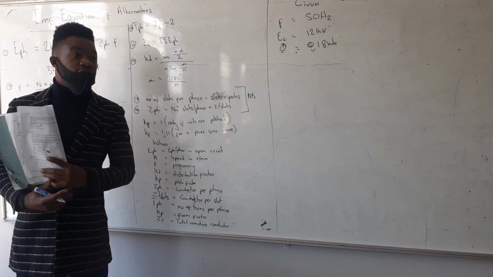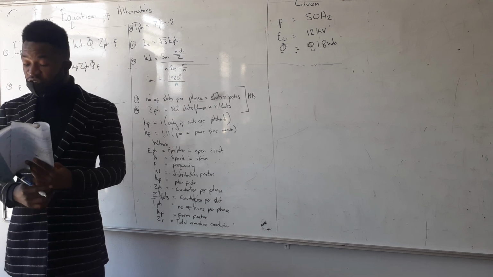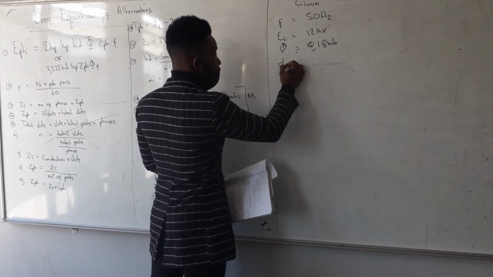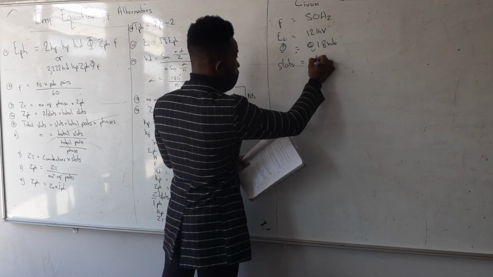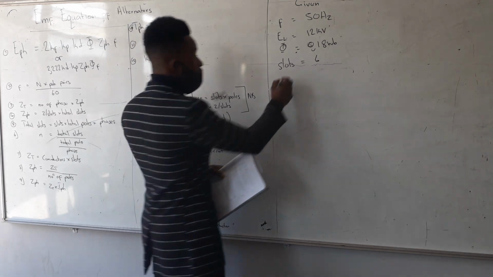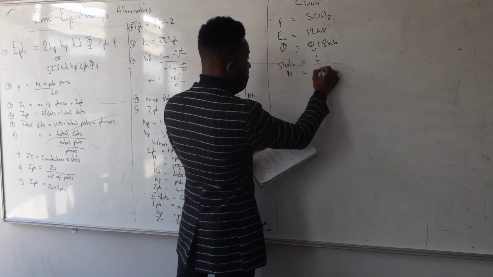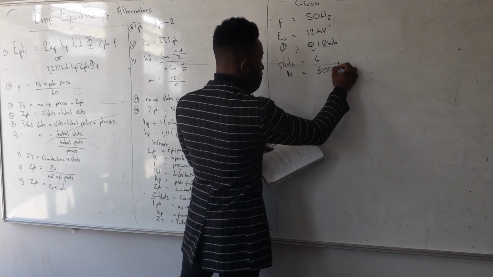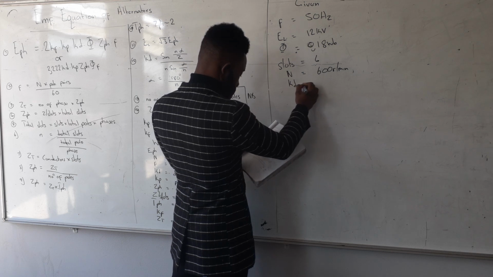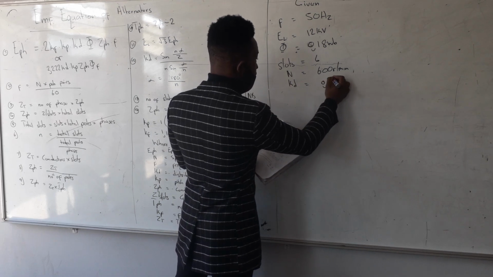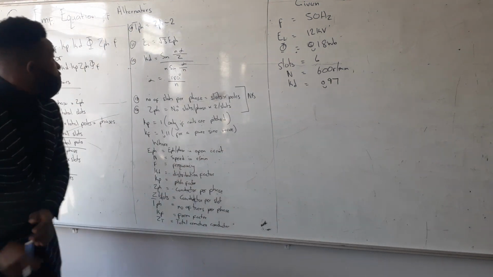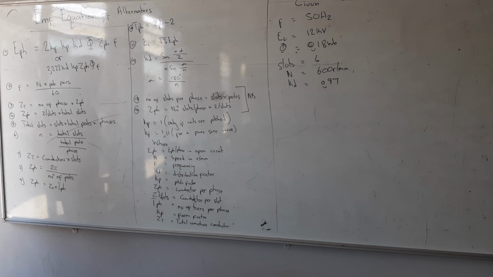When they give you this thing of 6 slots per pole per phase, just take it as slots. So I'm given the slots, which is 6. They're also giving the speed, N, of 600 RPM, and the distribution factor, which is 0.997.